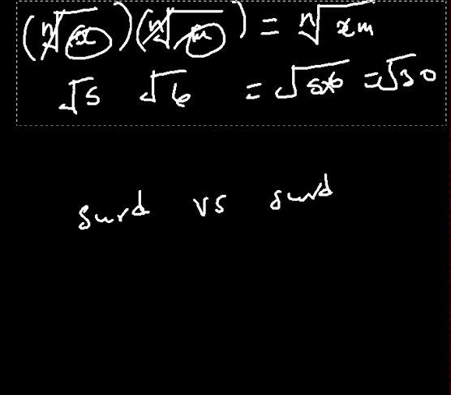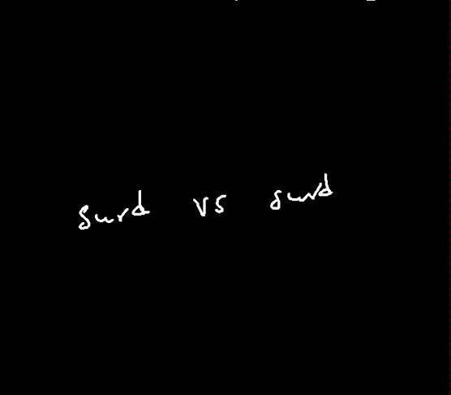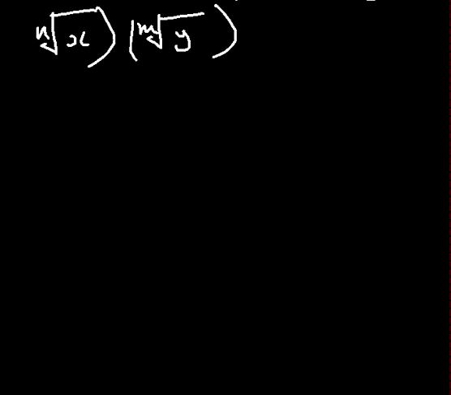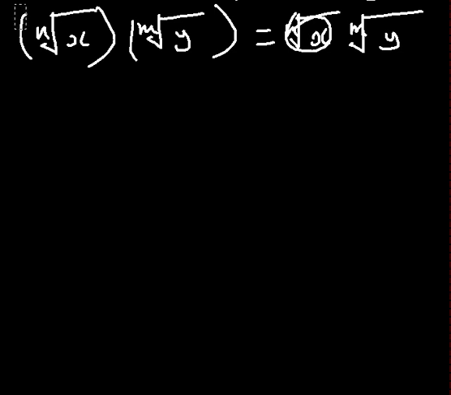Likewise, if the roots are different, let's say we have the nth root of x times the mth root of y, as you can see, the roots are different. So we have it as the nth root of x times the mth root of y, because they are different. We cannot combine them like that. So take note of that.